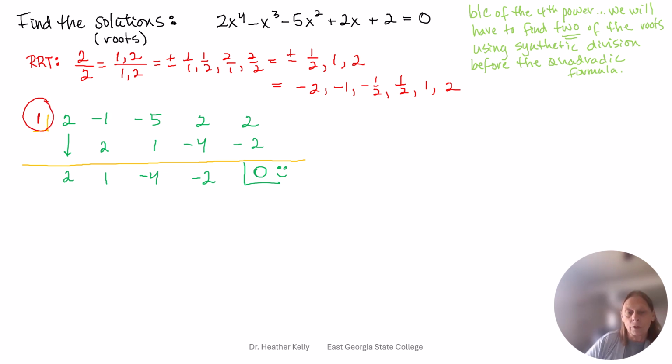So 1 is one of them. I'm going to just write over here a little list of what my zeros are. So far, 1 is one of the zeros. Now, you can go back to the original and try it again with other numbers on the list, or we can pick up from where we are and just do the division with what is left, because we have divided out an entire x minus 1 out of that problem now, and what we're left with is basically a brand new problem.